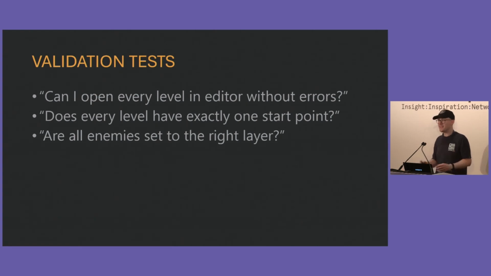Are all enemies set to the right layer? Imagine the entire suite of bugs that you've just stopped from ever happening because you know that every single build, the enemies are always going to be on the right layer. In every build, all of these things will be true.